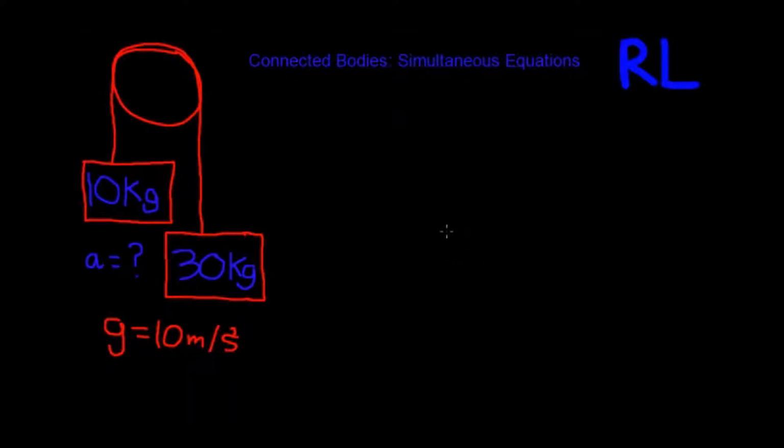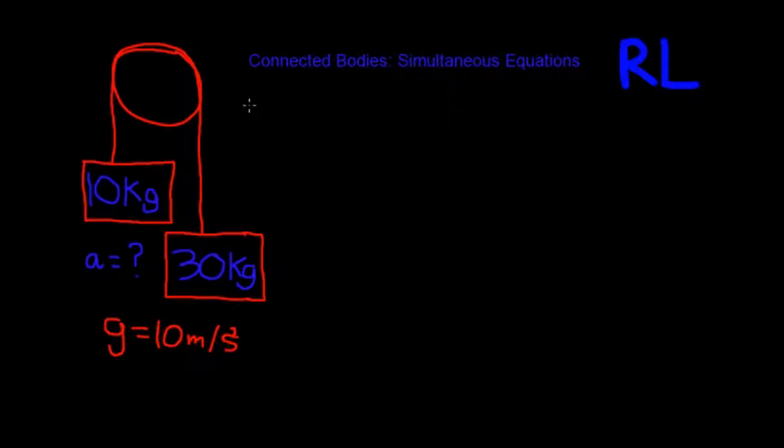Today we're going to be looking at solving physics problems related to connected bodies and their motion. We're going to be using simultaneous equations. Simultaneous equations isn't the simplest method to solve these kinds of questions. However, it is the most reliable and the most easily applied to all kinds of different situations, no matter how complicated they get. And for that reason, we're going to be looking at it today.